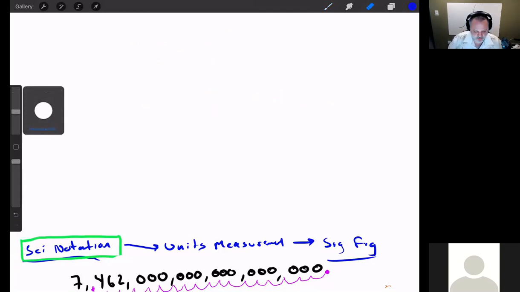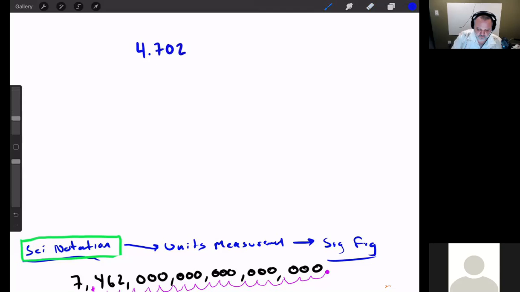So let's try a small number. Let's try 4.702 times 10 to the negative 7. Let's try that one. Convert it the other direction. Give you a couple of seconds to respond to that one. Yeah, that looks right, Norm.